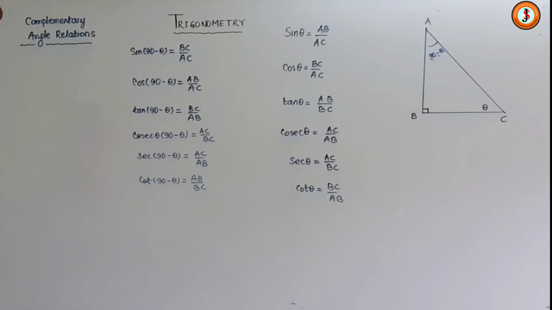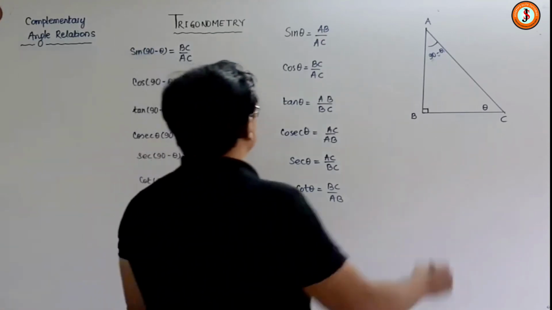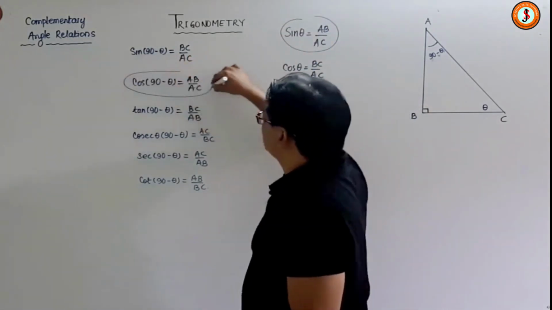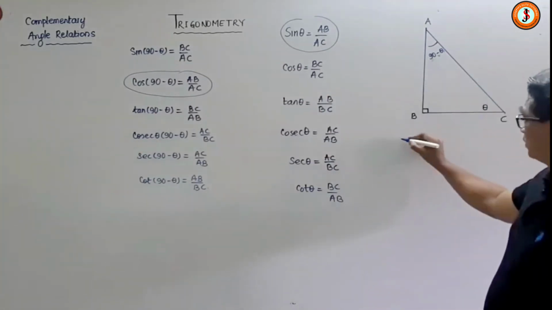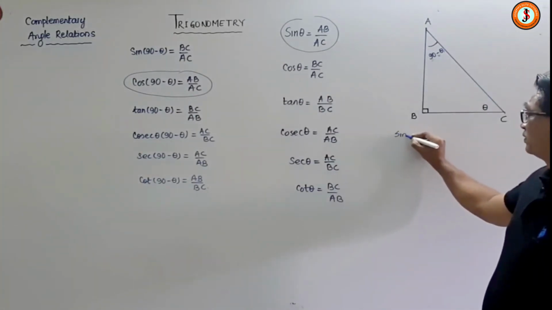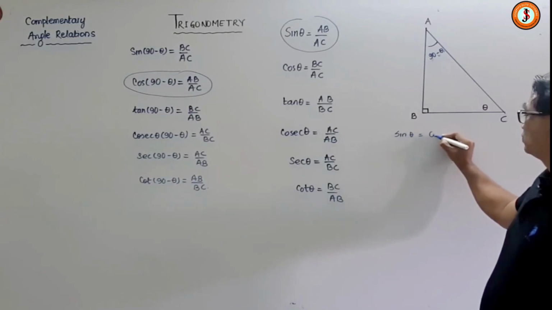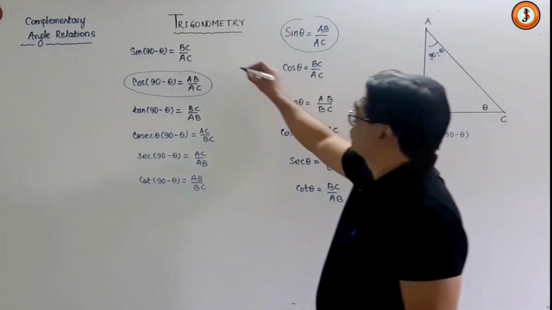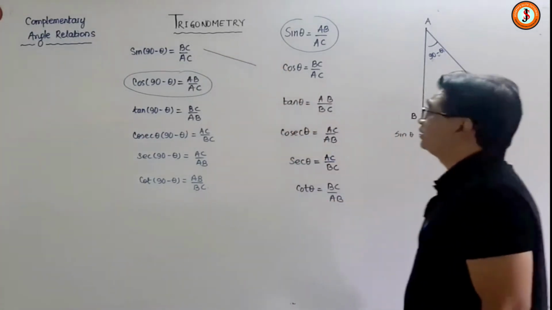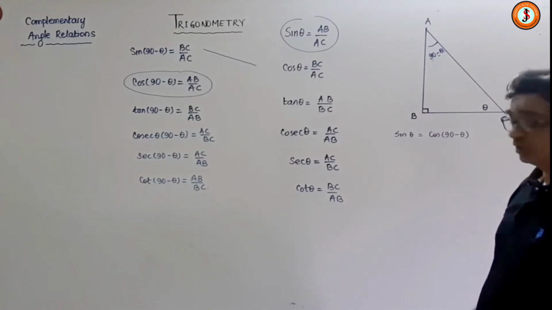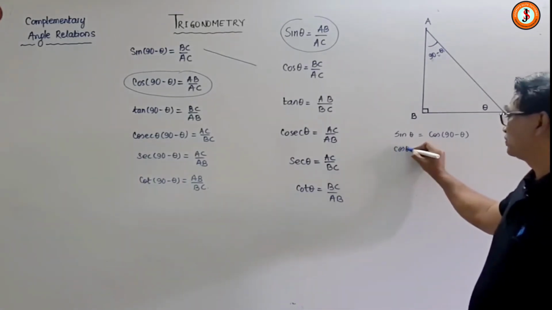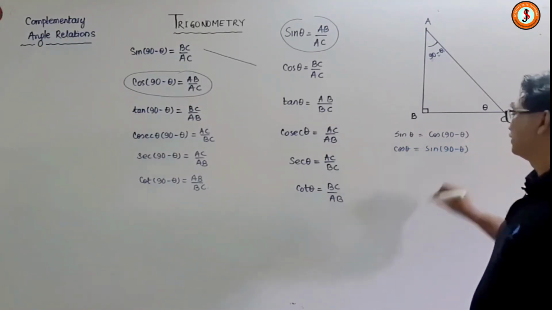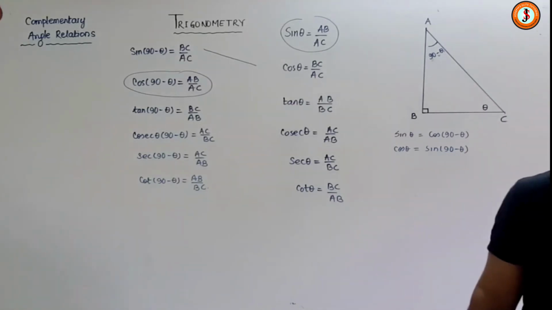So now let us check the relationship. Sine theta is AB by AC, and cos 90 minus theta is also AB by AC. So I am coming to one formula. Sine theta is equal to cos 90 minus theta, and vice versa. Have a look. Sine 90 minus theta is equal to cos theta. So I can write cos theta is equal to sine 90 minus theta. That is why sine and cos are complementary.